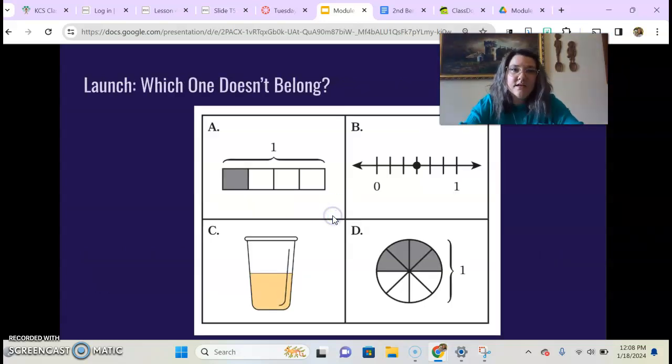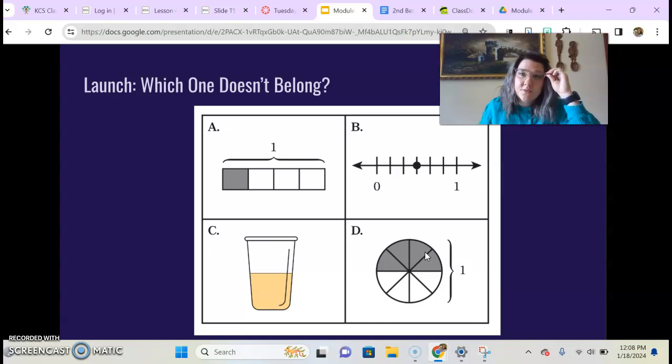We're gonna move on into launch, and it's one of my favorites. Which one doesn't belong? So I'm gonna need whoever may be in here to pause the video, give students a couple of minutes to think about which picture do you think does not belong? Okay, so I hope you've had a couple of minutes.